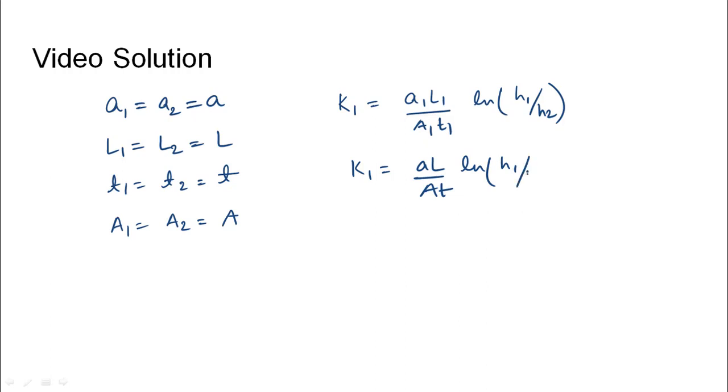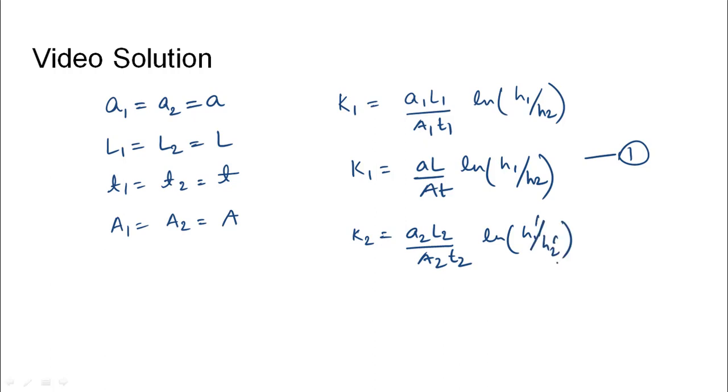So for the first specimen K1 will be equal to a1L1 by A1T1 ln of H1 over H2. So in this case K1 will be equal to aL by AT ln of H1 by H2. This is equation 1. For the second specimen K2 will be equal to a2L2 by A2T2 ln of, let us call it H1 dash and H2 dash. It will be equal to aL by AT ln of H1 dash by H2 dash. Let us call this equation 2.